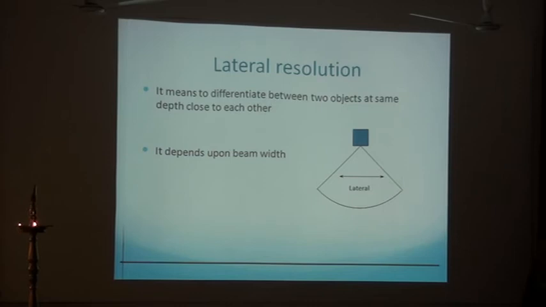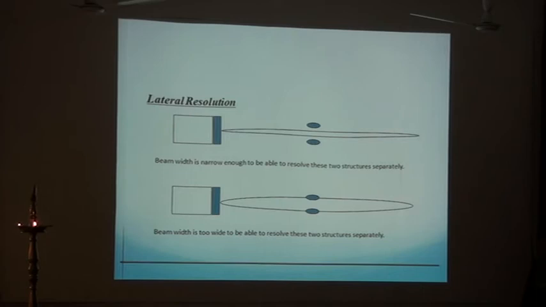Similarly, lateral resolution means to differentiate between two objects lying very close together, but at the same depth in the beam axis. This depends on the width of the beam. As can be seen, if the beam is narrow, we will see them as two objects lying close together. But if the beam is very broad, then they will appear as one object.